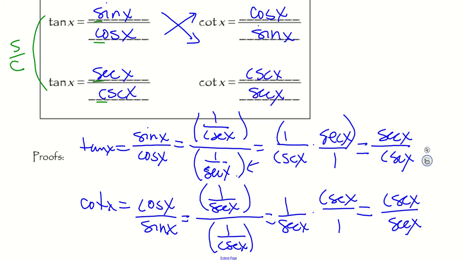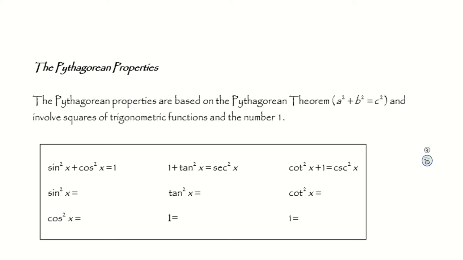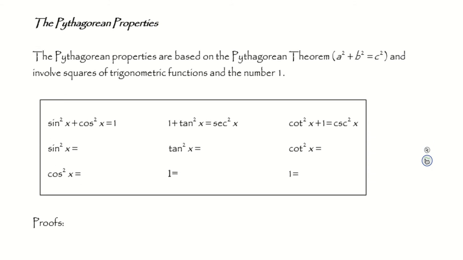So you might notice about these two that these are both c functions over s functions. All right, so two sets of properties. We have reciprocal, we have quotient, we have one more set we're going to look at, a very important set we use a lot. These are the Pythagorean properties, and these are based on the Pythagorean theorem, which says that for a right triangle, if one leg is A and another leg is B and the hypotenuse is C, it's always true that A squared plus B squared equals C squared.